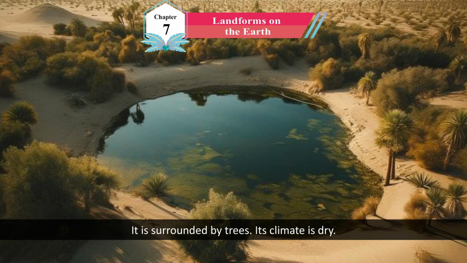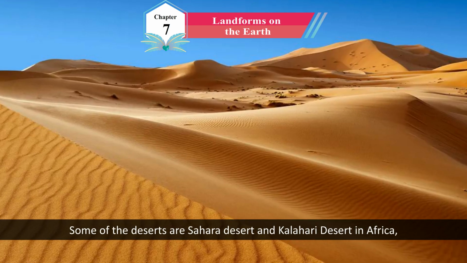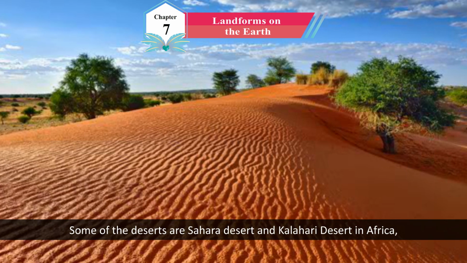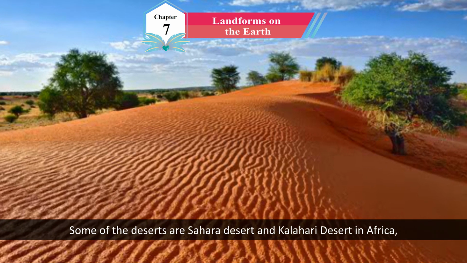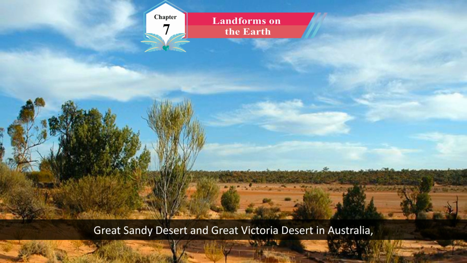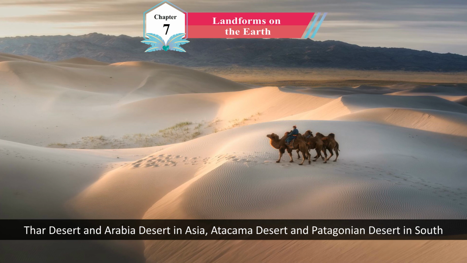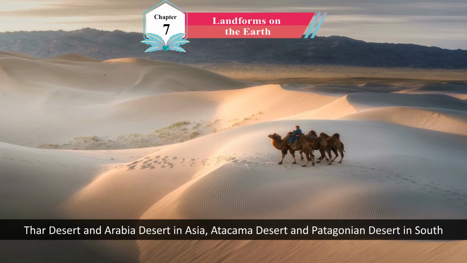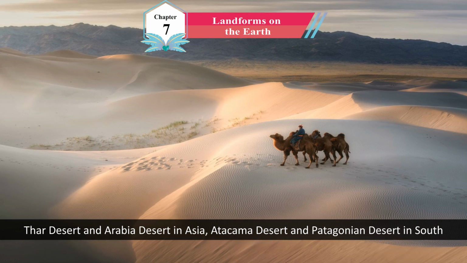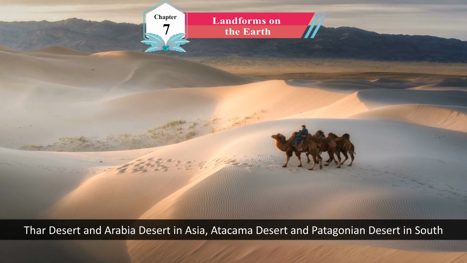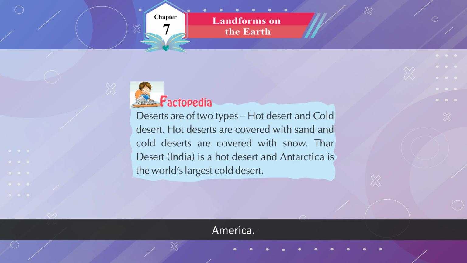Its climate is dry. Some of the deserts are the Sahara Desert and Kalahari Desert in Africa, Great Sandy Desert and Great Victoria Desert in Australia, Thar Desert and Arabian Desert in Asia, Atacama Desert and Patagonian Desert in South America.